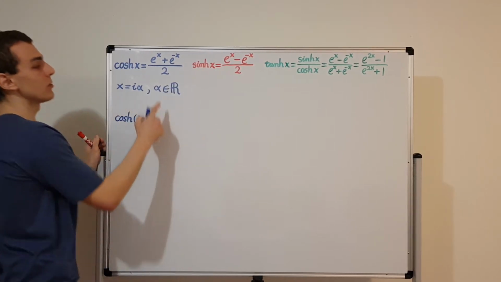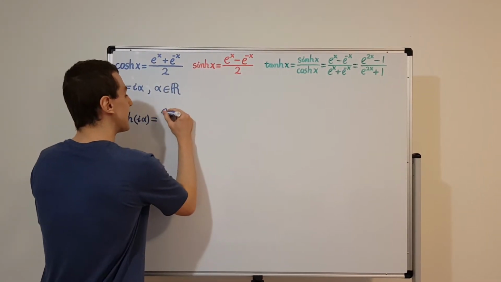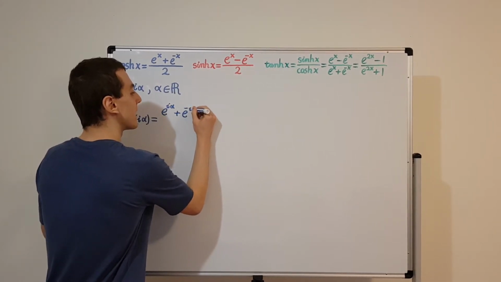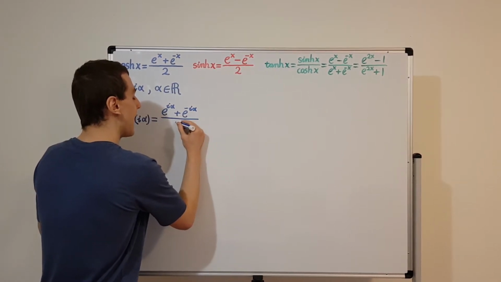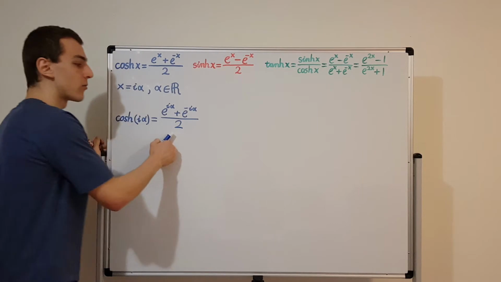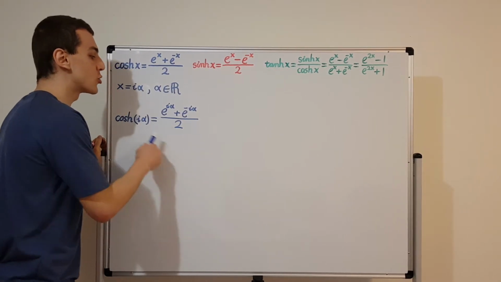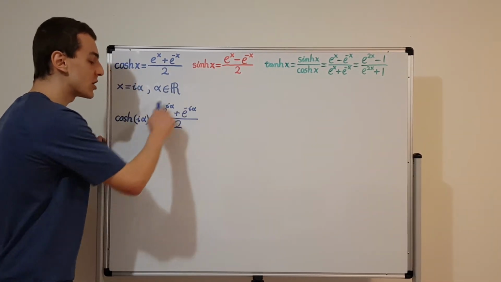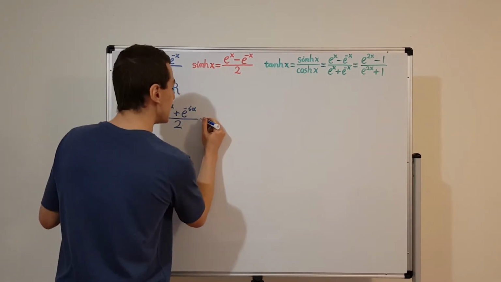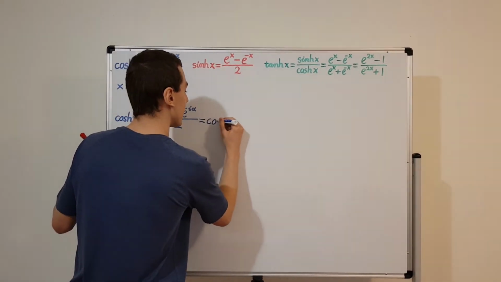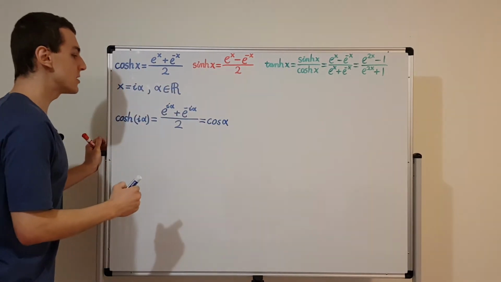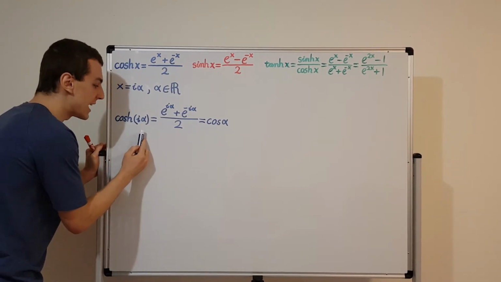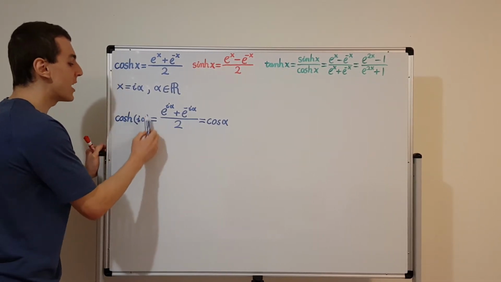And that's going to be equal to, if we look at this definition, e to the I alpha plus e to the minus I alpha divided by 2. And from the previous videos where we looked at Euler's formula and at writing the trigonometric functions in terms of the complex exponential function, this is actually just equal to cosine of alpha. So we can see that this is cosine of alpha. Isn't that interesting? We can get the trigonometric function from the hyperbolic function if we just input an imaginary angle or an imaginary input over here.